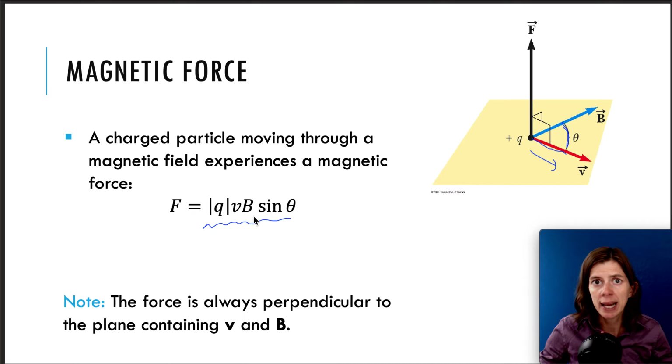But another thing that we know about the direction of the force is that the force is always perpendicular to the plane containing V and B. So you can see that V and B in this picture are in the yellow plane. So F, the force experienced by the charge, is perpendicular to that plane.